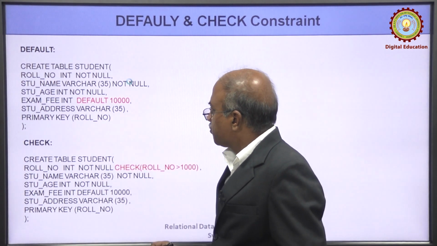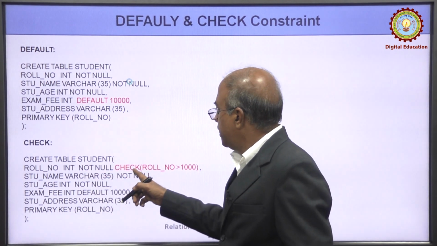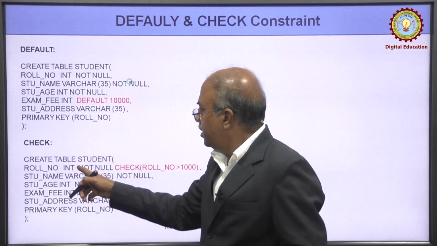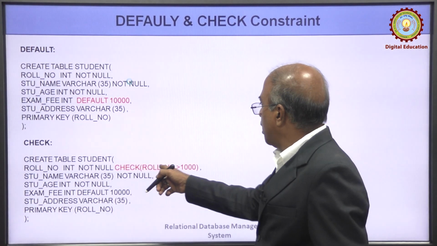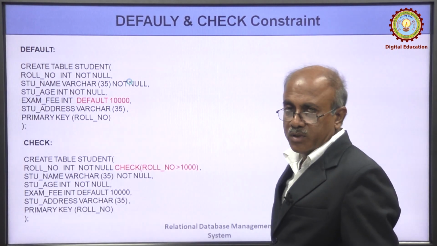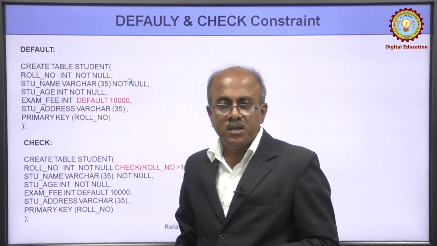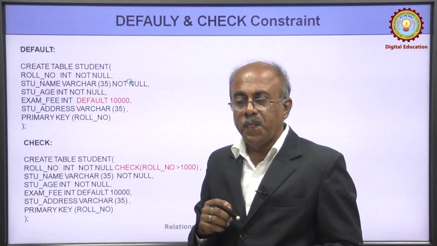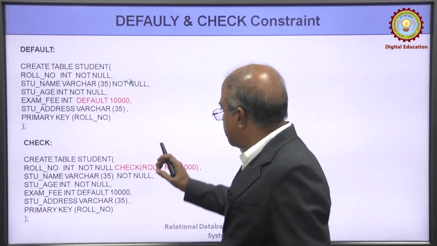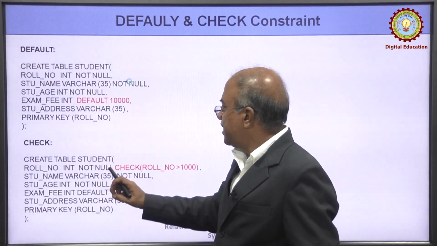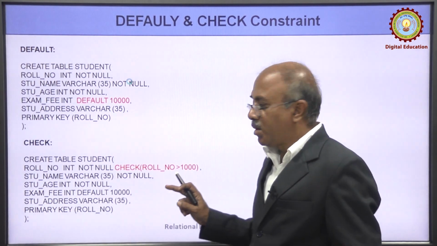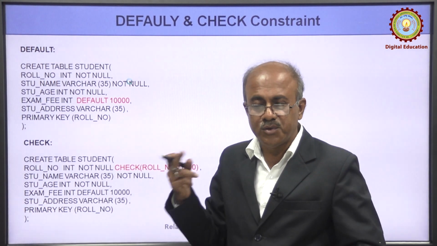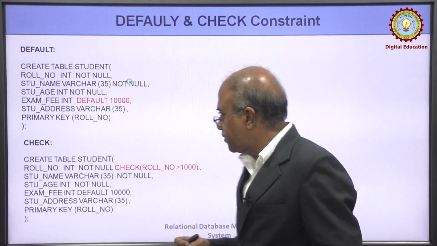Check constraint is there. So, roll number integer not null, check roll number greater than 1000. It means roll number must always be greater than 1000. That is what we are specifying while creating this table. So roll number will start from 1001, 1002, 1003 like that.